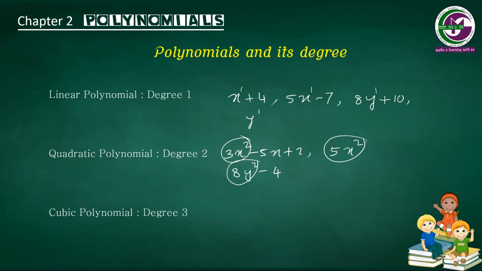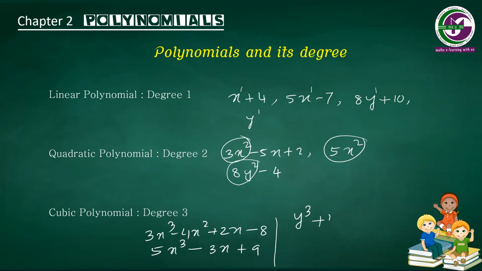Now cubic polynomial, the degree is 3. Examples are 3x cube minus 4x square plus 2x minus 8 is an example of a cubic polynomial. 5x cube minus 3x plus 9 is another example. y cube plus 4 is another example. 8z cube minus 3z plus 6 is another example. So these are the examples for linear polynomial, quadratic polynomial, cubic polynomial.